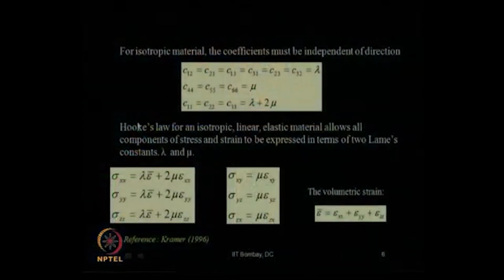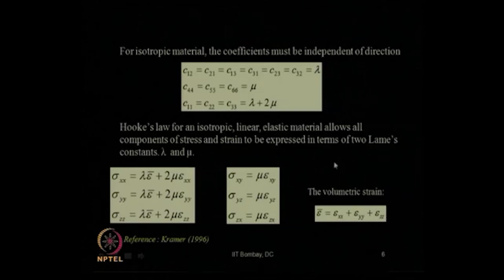And these coefficients are nothing but the modulus which relates the stress to strain vectors. Now, coming to today's lecture, let us look at the slide over here. For any isotropic material, that is, a material having similar properties in all the directions x, y, z, the coefficients must be independent of the direction. That means, in the matrix we have seen, C12 should be equal to C21, similarly C13 should be equal to C31, C23 should be equal to C32, and that should be equal to lambda. What is lambda?